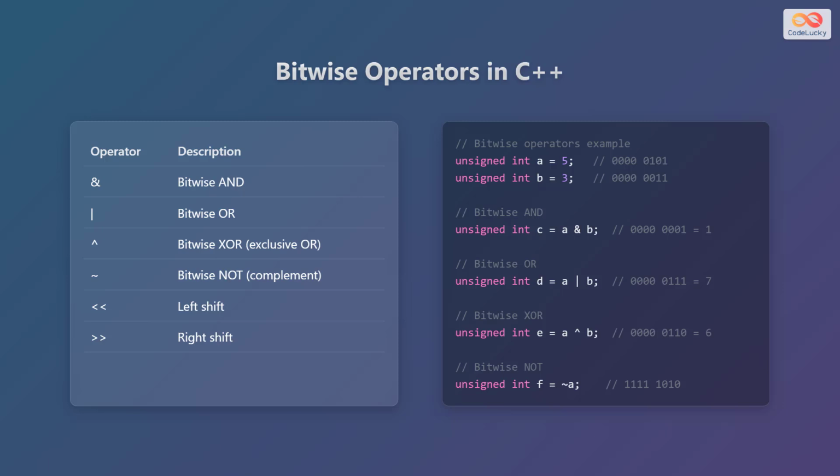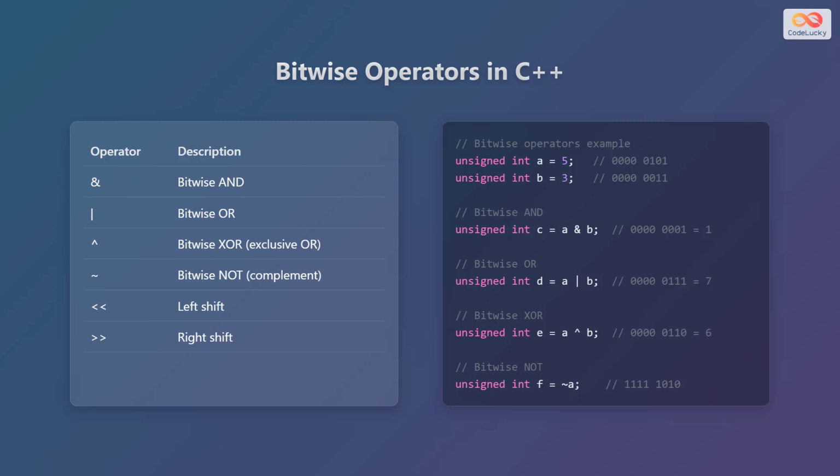Unsigned int d is assigned the result of a or b. The bitwise OR of 00000101 and 00000011 is 00000111, which is equal to 7.